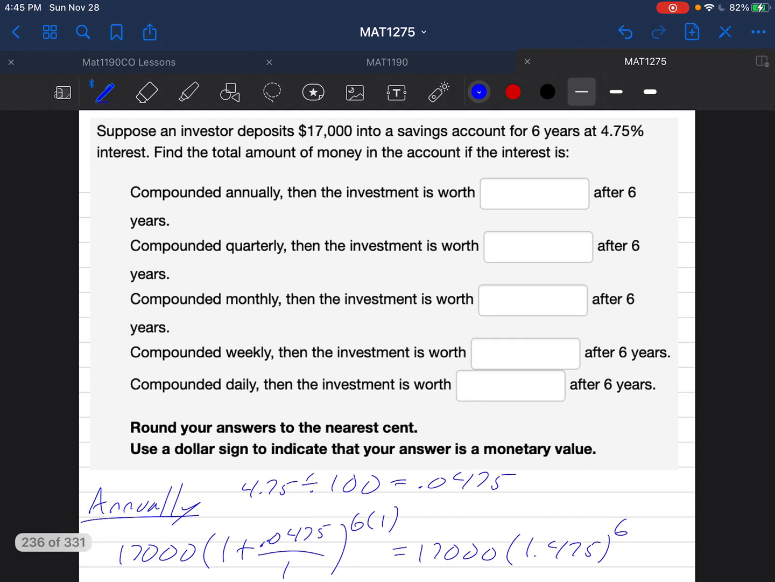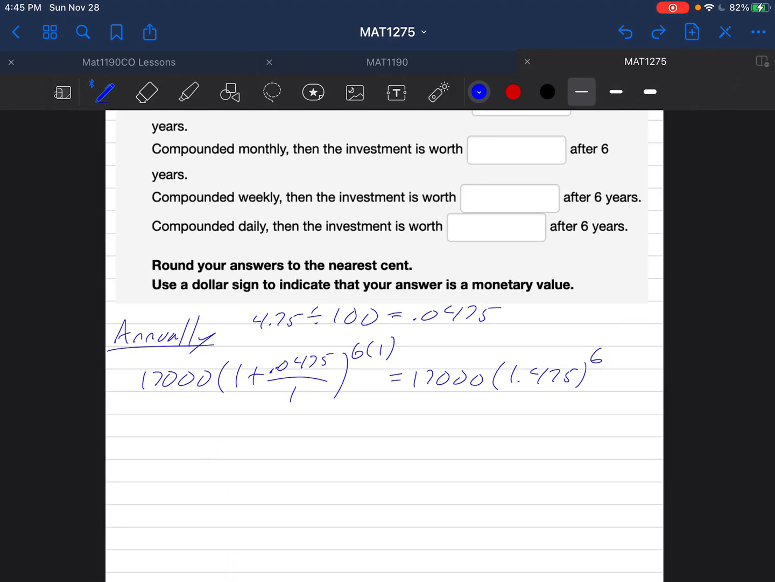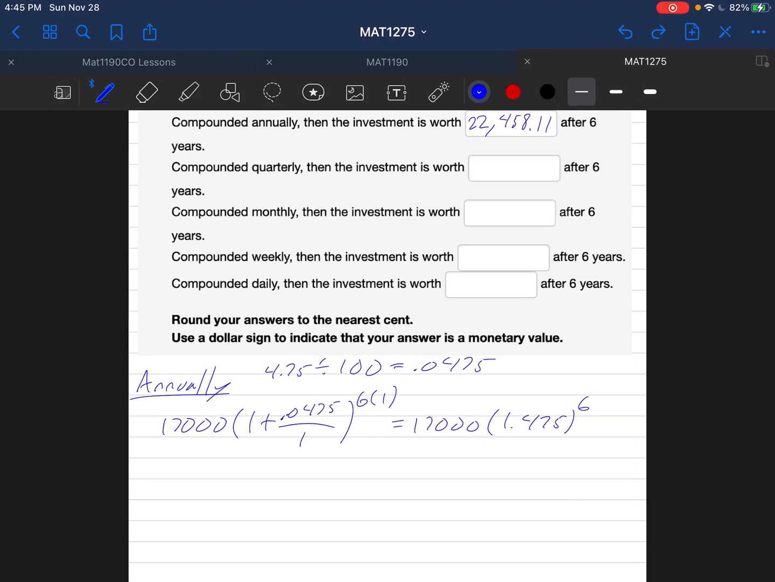And here we're going to get an answer of $22,458.11. Pretty straightforward, but again, this should be familiar as just the standard exponential growth formula. When n is equal to 1, that's the standard exponential growth formula. So let's take a look at quarterly.